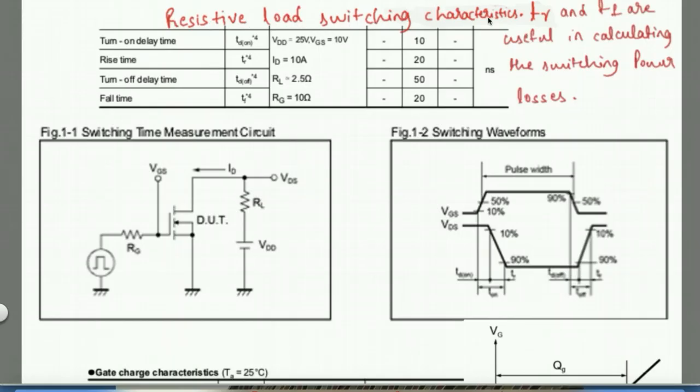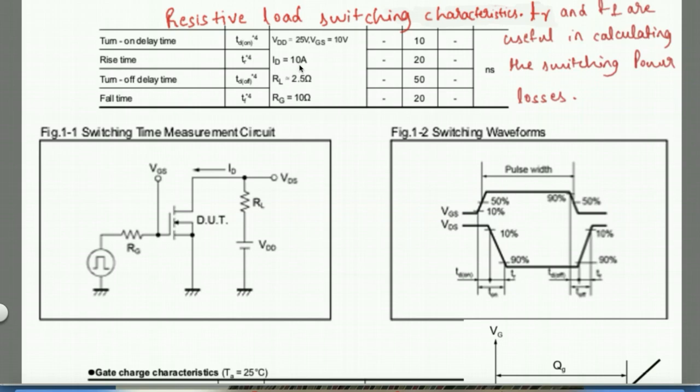Resistive load switching characteristics are specified at VDD of 25 volt, gate source voltage of 10 volt, drain current of 10 amps, load resistance of 2.5 ohms, gate resistance of 10 ohms. Turn on delay time TD on is typical 10 nanoseconds, rise time typical 20 nanoseconds, turn off delay time typical 50 nanoseconds, fall time typical 20 nanoseconds. All of these timing values are at drain current of 10 amps.